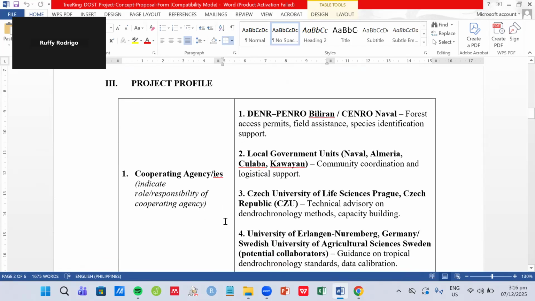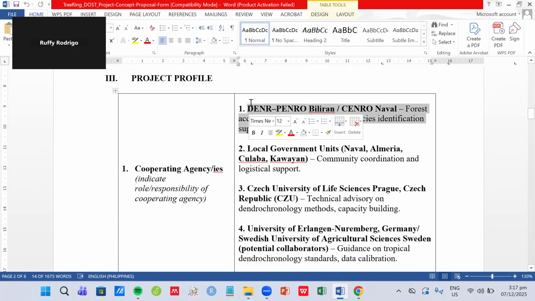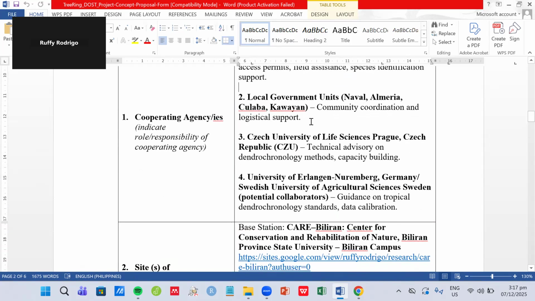So again, the cooperating agencies. Just list every organization that you want to partner with. Because this is research in forests, DENR is number one, in terms of access permits, field assistance, and species identification support. I'm going to need their support. And of course, the local government units, because the study area will be located in Almeria, Culaba, or Kawayan. I need to have a partnership with them, ask permission, and see if I can do the partnership with them.